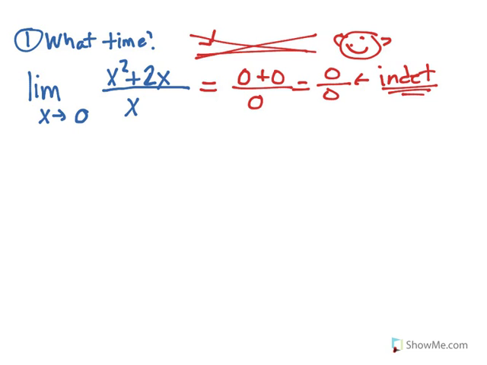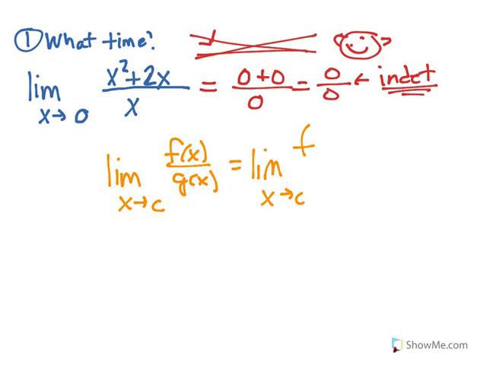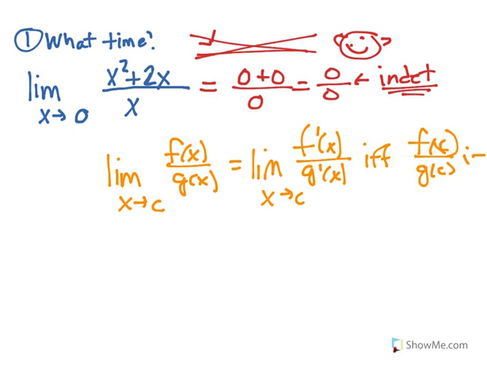And L'Hopital's rule, which I'm going to write out once here for you, says that the limit as x approaches c of f of x over g of x is equal to the limit as x approaches c of f prime of x over g prime of x, if f of c over g of c is indeterminate. What? So many words, Mr. Brigham. What are you talking about here? I'm going to break it down for you.